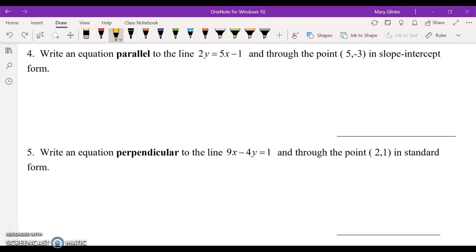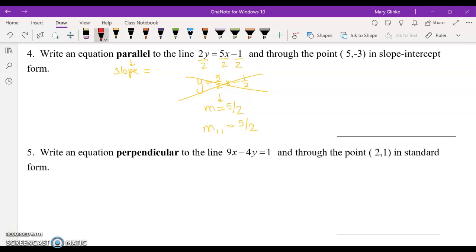Okay, so for number 4, we want to write the equation of the line parallel. So the slopes here are equal if your lines are parallel. Given this first line, we're going to identify what your slope is by getting y by itself, and we're going to use this equation only for the slope. So the slope of this line is 5/2, which means the slope of a line parallel to it should also be 5/2. After we identify that, we really don't need this line anymore.